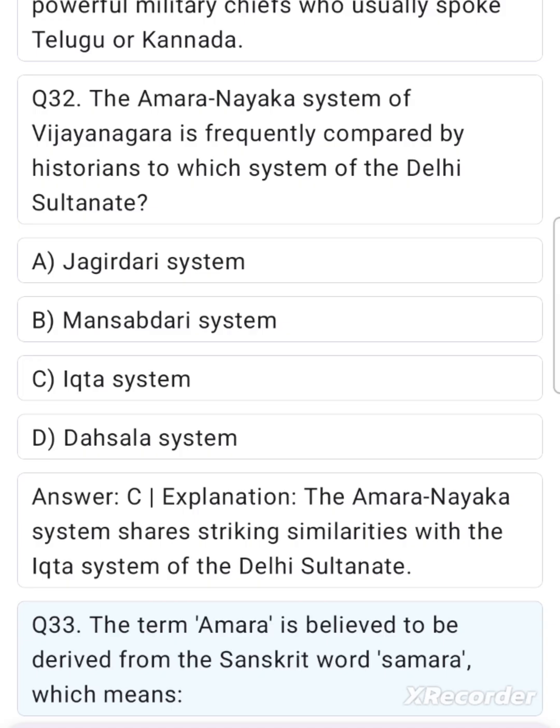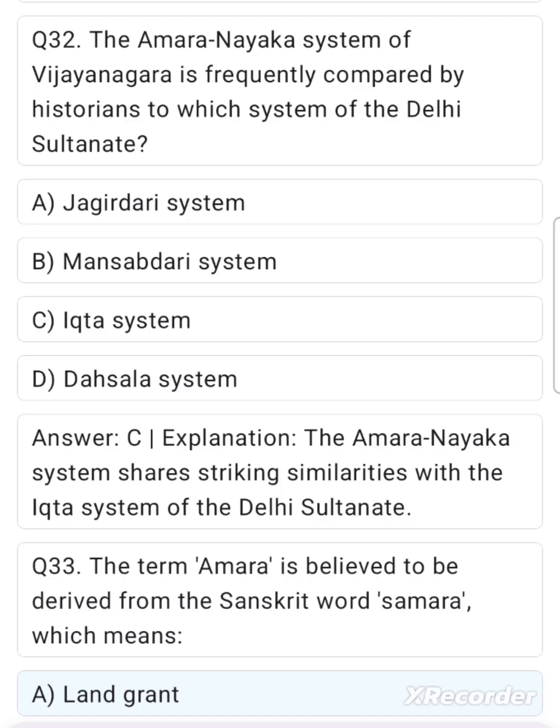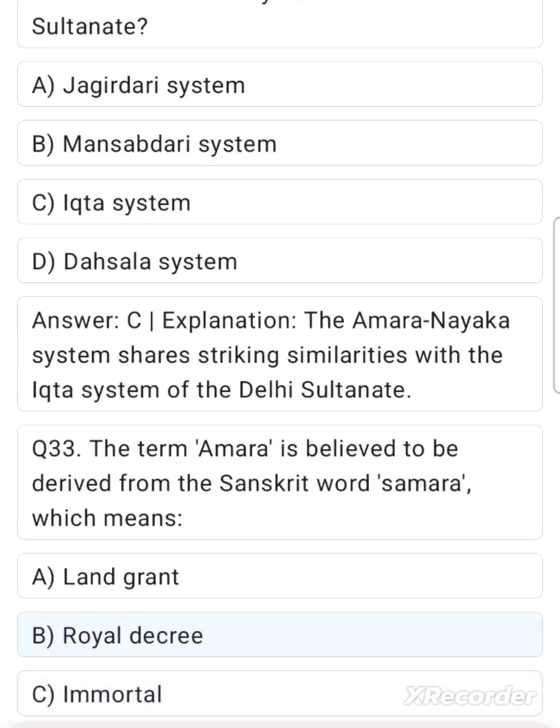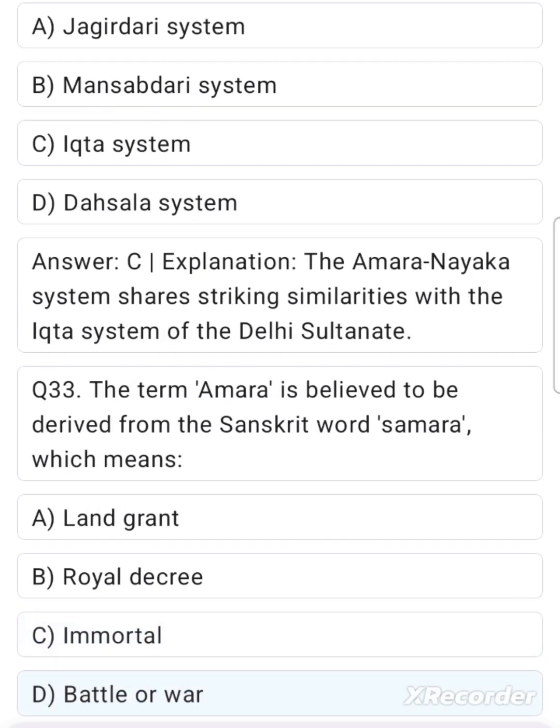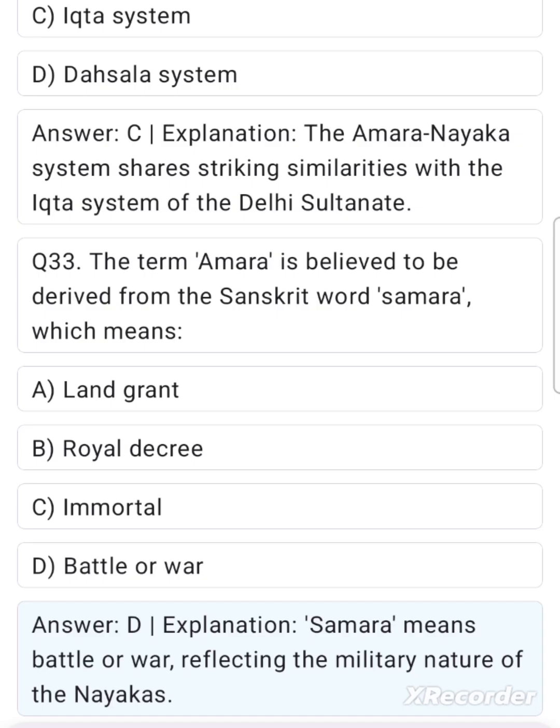Q33. The term Amara is believed to be derived from the Sanskrit word Samara, which means A. Land grant. B. Royal decree. C. Immortal. D. Battle or war. Answer. D. Explanation. Samara means battle or war, reflecting the military nature of the Nayaka.